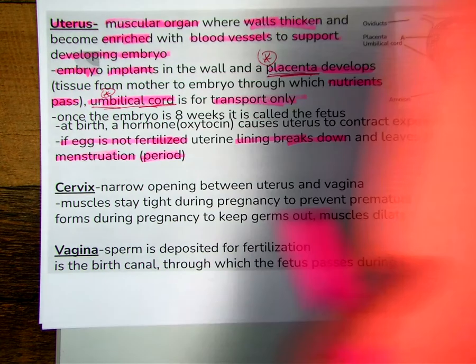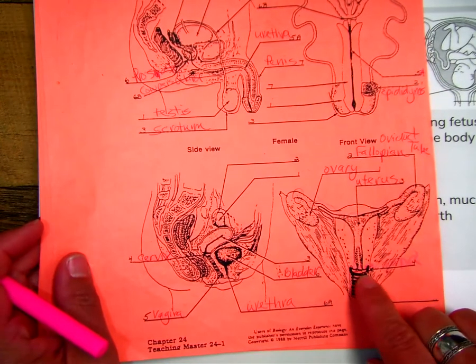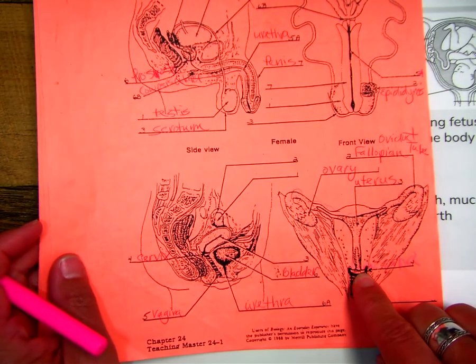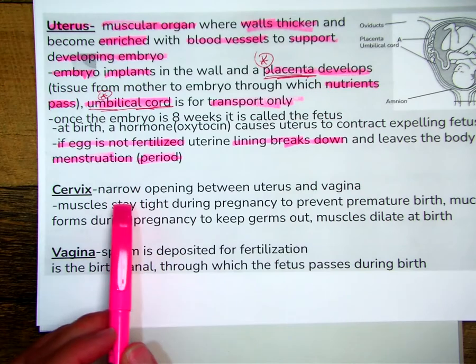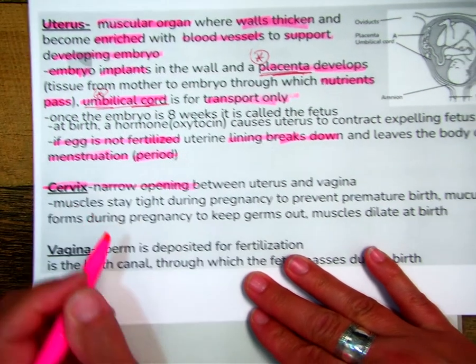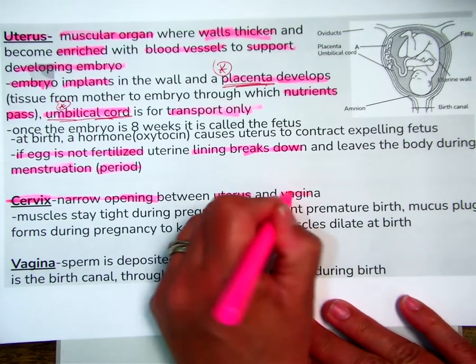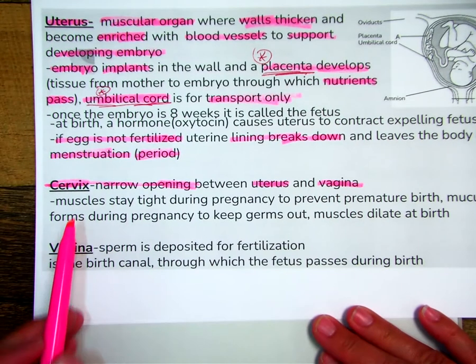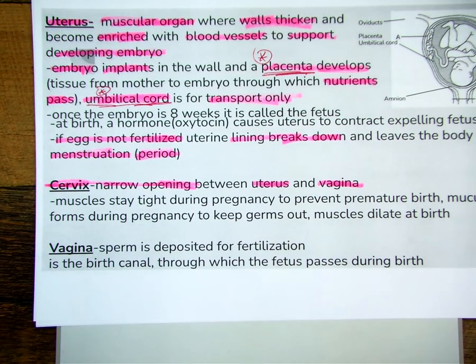So we're going to go back to the cervix. It's right here. That's the opening to the vagina. It's this narrow opening between the uterus and the vagina. The muscle stays tight during pregnancy to prevent premature birth.